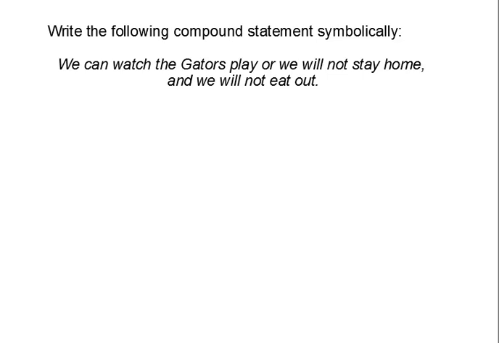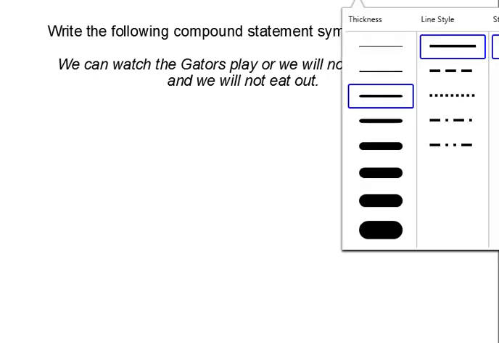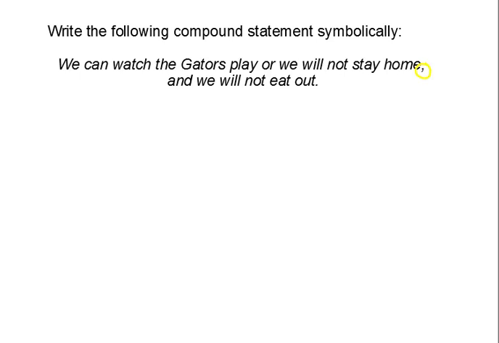And the statement is this: we can watch the Gators play, or we will not stay home, comma, and we will not eat out. So the first thing I want to direct your attention to in this video is this comma. This comma in the statement is very important mathematically. And so I'm circling it in yellow so that we will remember that, and I will mention more about that in a little while. So before we can write this symbolically, I want to write down what my simple statements involved are.